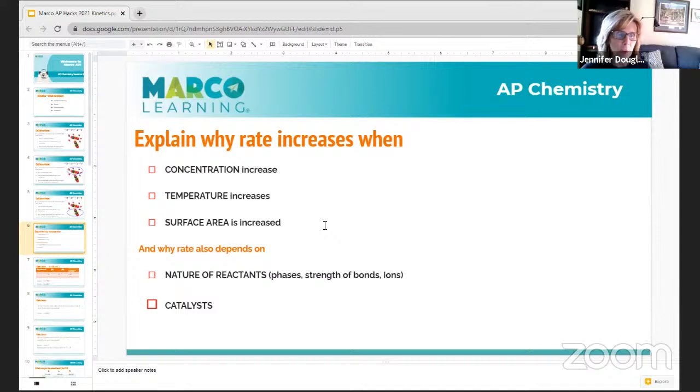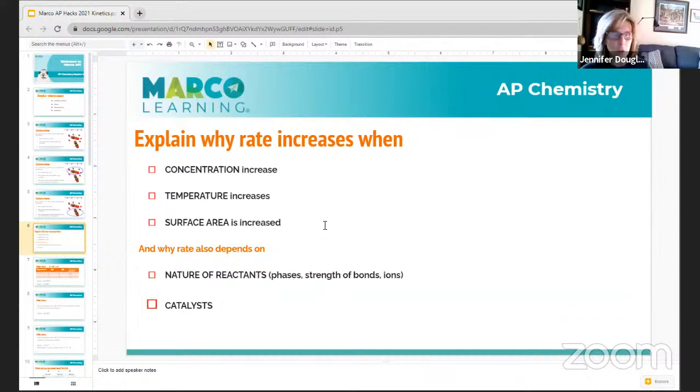So just go back and think of what we just talked about. If the reactants are more concentrated, they're going to collide more often. Therefore, the reaction rate goes up. And then you've got your point, because remember, you have to have collisions to have a reaction. Why does increasing temperature make the rate go up?